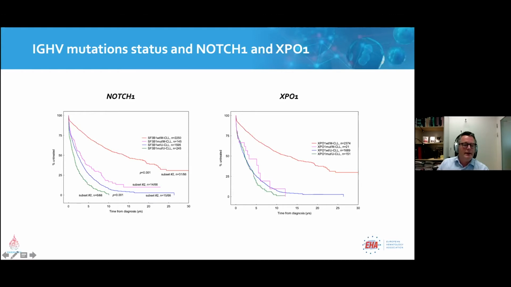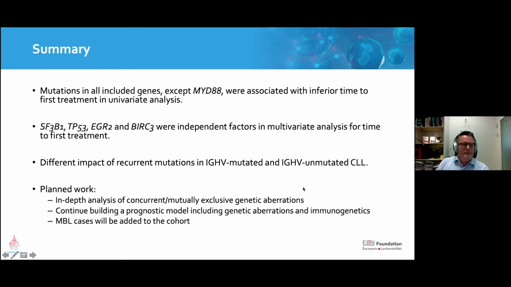but there were no difference for Notch1 and unmutated IDH genes. And it's actually almost the same curves for EXPO1, that if you have IDH mutated immunoglobulin genes plus EXPO1, you have worse outcome. And there is no difference for IDH unmutated with EXPO1 mutations. Sorry for that confusion.